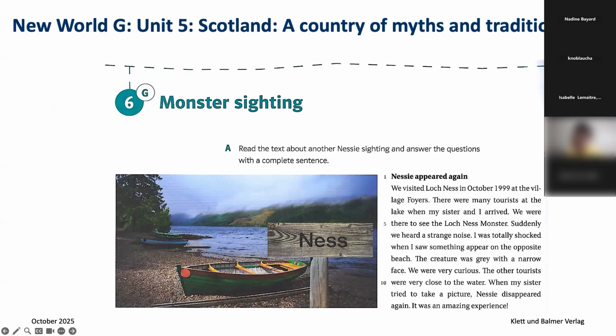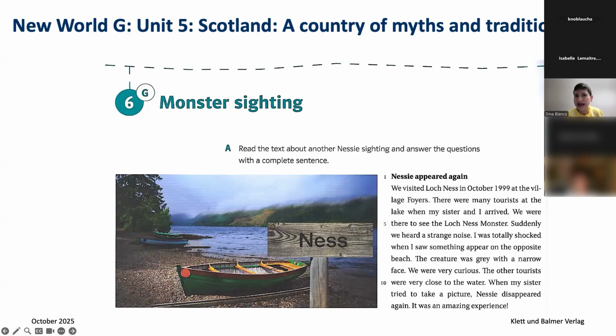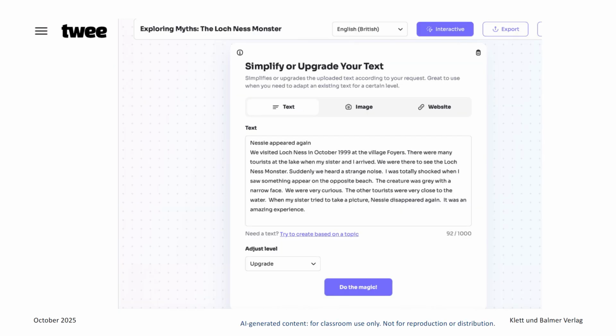I'm not promoting TWE. I do not get any commission for TWE at all, but I'm just going to say it because what I like about TWE, I think you can use it with different languages, but it was specially designed for language teaching. So what I did with TWE, but I'll show you can also do it with other AI tools, I simply typed in the text in the course book, and then I asked TWE to upgrade it. So that's where I clicked the upgrade.